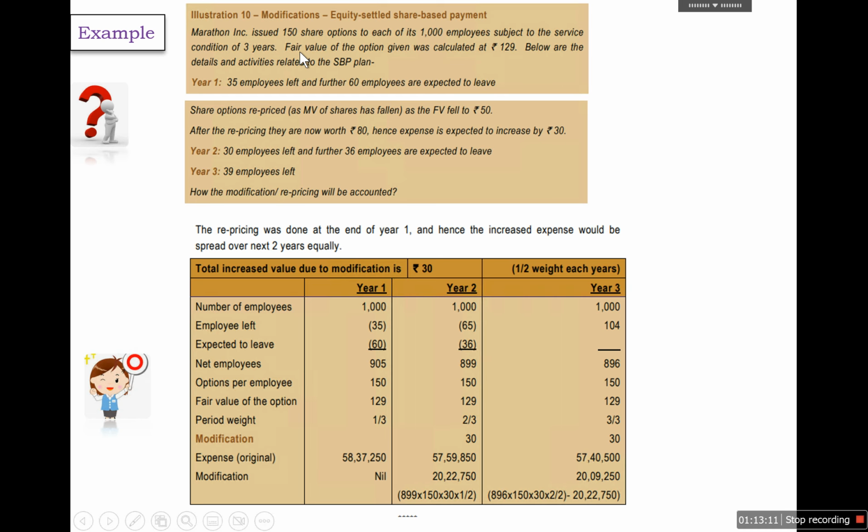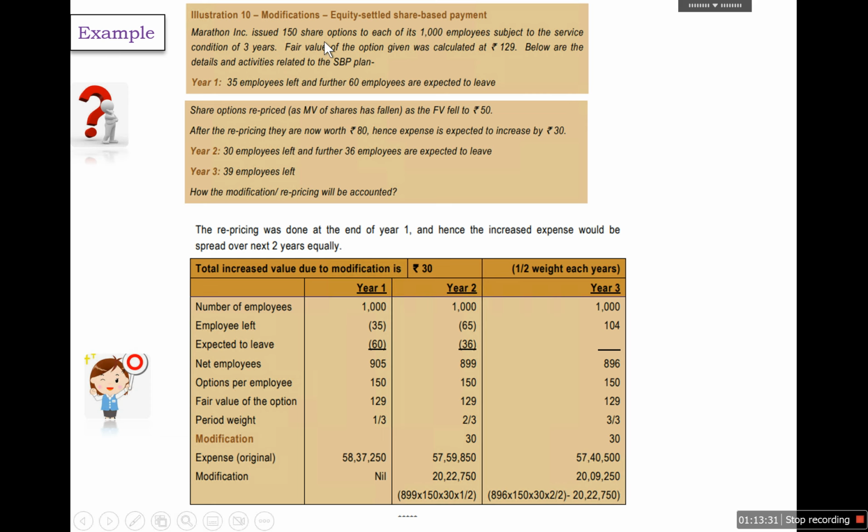Next is modification. So we have discussed modification earlier that we need to continue the original value. Original is the grant, and the differential amount, the increased amount, we need to book as an additional amount.